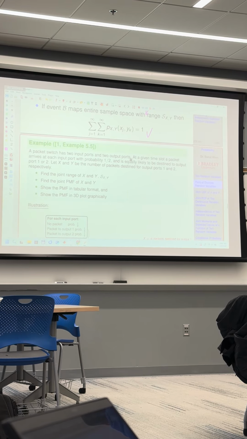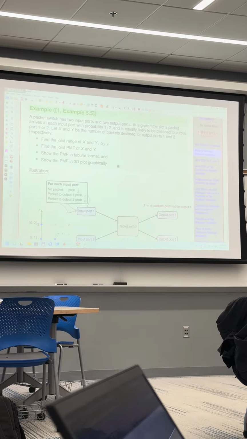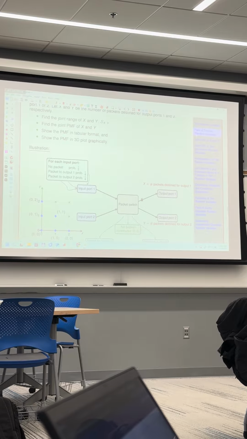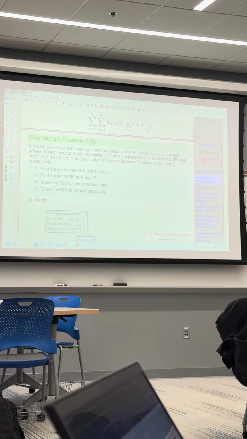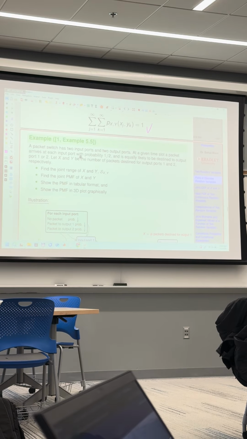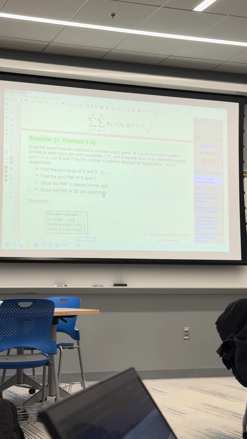Consider a switch with 2 input ports and 2 output ports. At a given time slot, a packet arrives at each input port with probability 0.5.